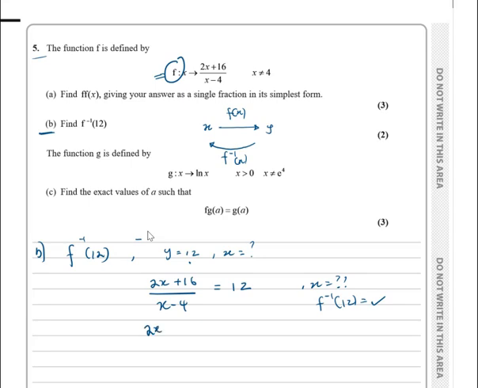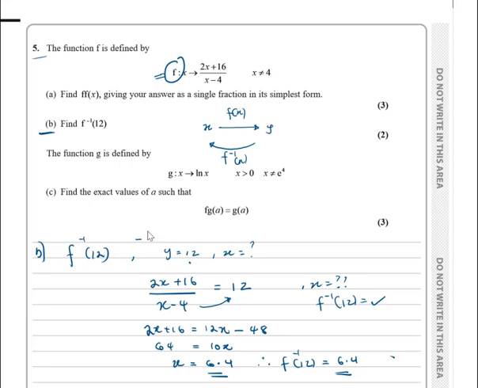So you have 2x plus 16 is equal to 12x. Remember, we're taking this on the other side, equal to 12x minus 48. So your 10x equals, we take this on the side, 64. So your x is 6.4. Therefore, you have the inverse of 12 as equal to 6.4.